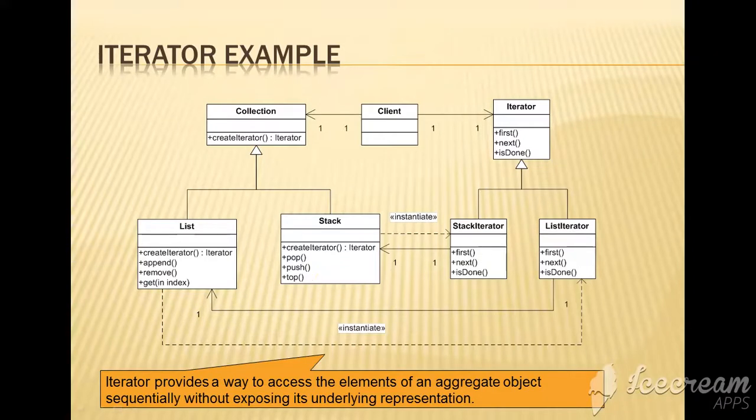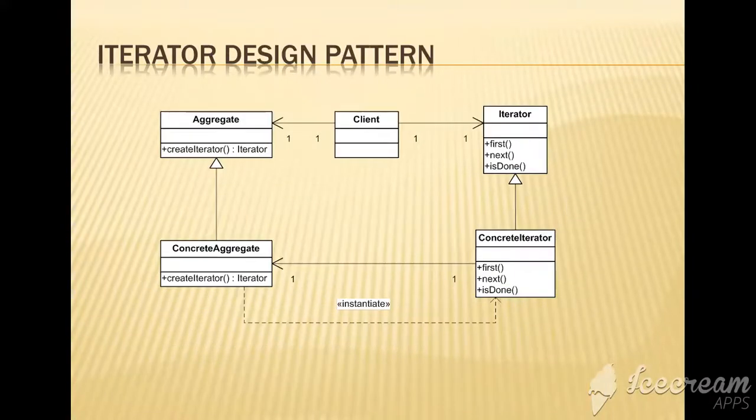So there is access to the elements of a stack iterator from the stack. You can have a list also, and a list can be accessed by the list iterator. The list iterator can take the member functions from the list. So that is the iterator design pattern.